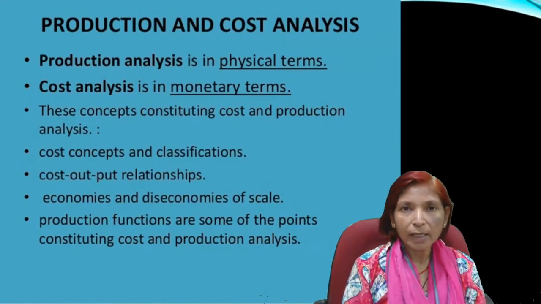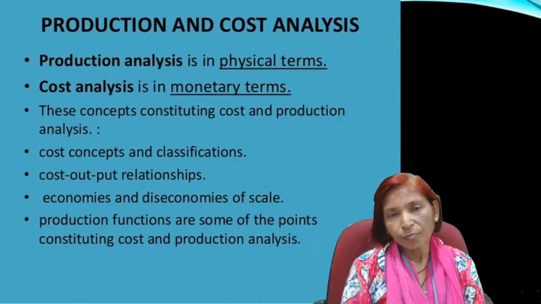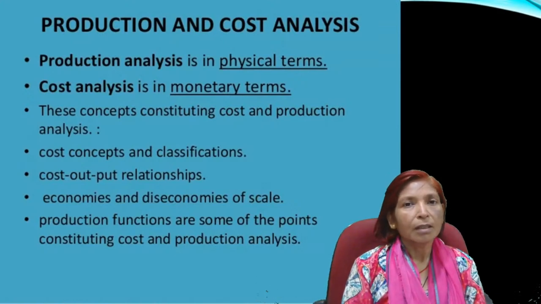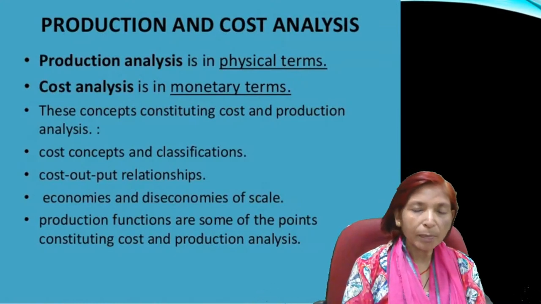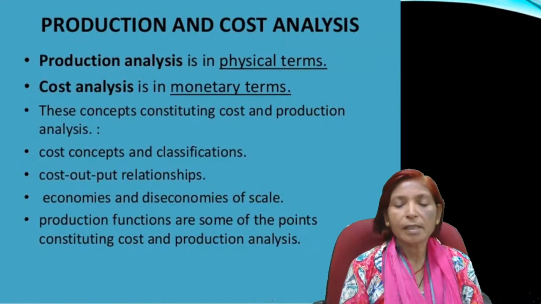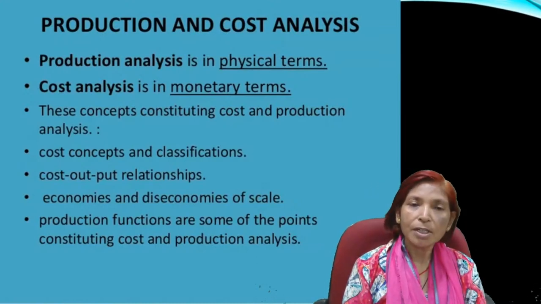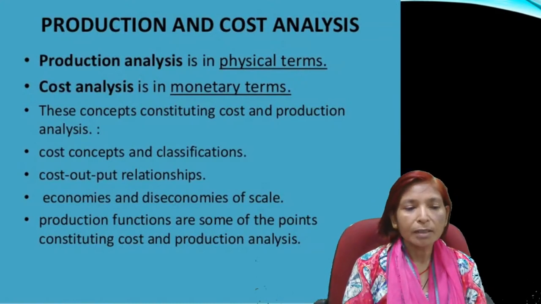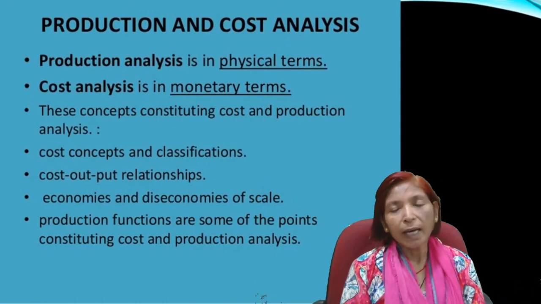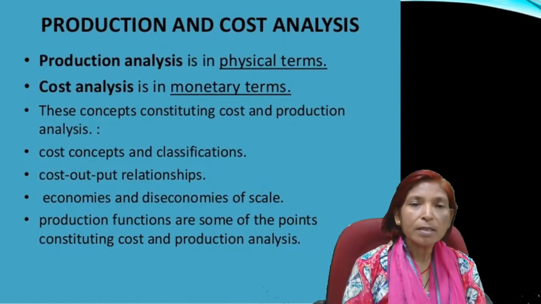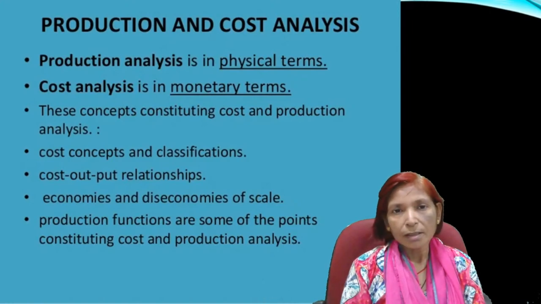And increasing returns to scale occur due to economies of scale. When production stages go down, the law of diminishing returns to scale is applicable. That law will be applicable due to diseconomies of scale. Next is production function, some of the points constituting cost and production analysis. So in today's session, production and cost, both we will analyze in detail and how it is helpful for managers. We will study about this thing also.